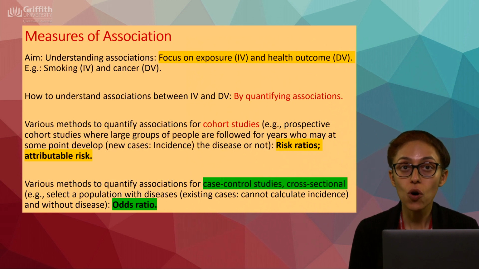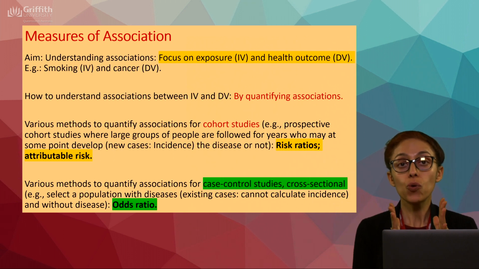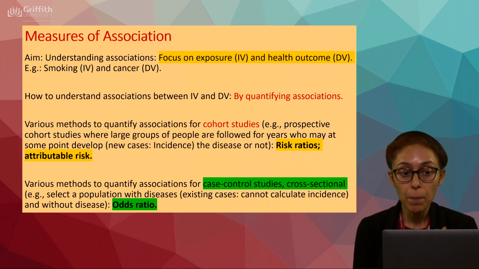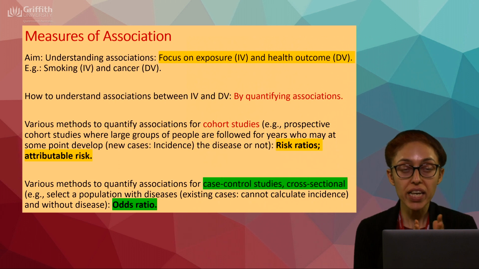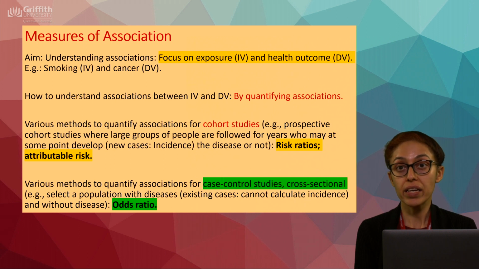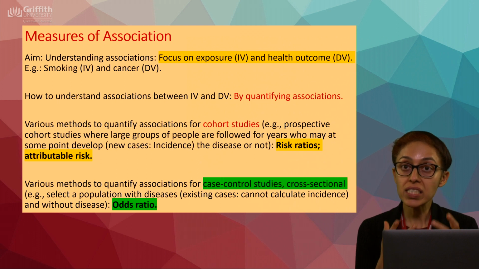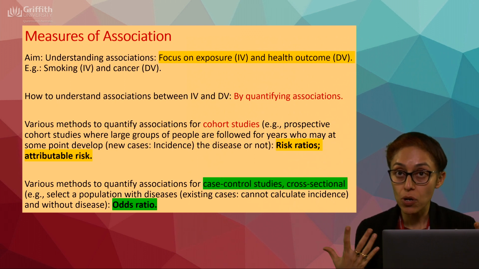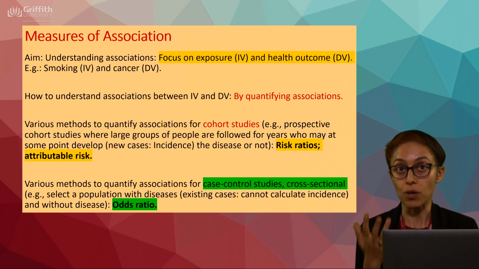So what is our basic aim of today's lecture? To understand association between independent and dependent variable. For example, your independent variable could be smoking, and you say that smoking is associated with cancer. Smoking can cause cancer, smoking is related to cancer. But how do you understand association in the world of epidemiology and statistics? By quantifying it. You need to put numbers to the association of smoking and cancer, and therefore today's lecture.